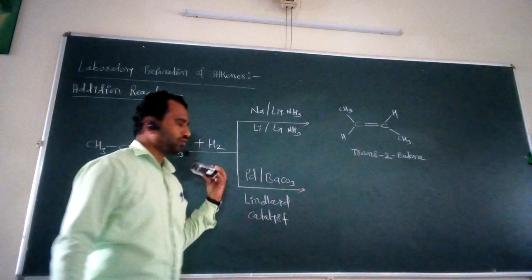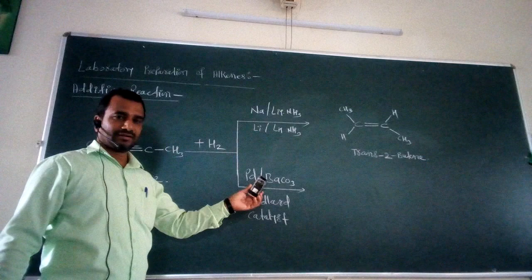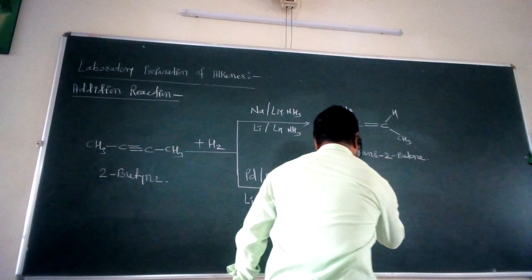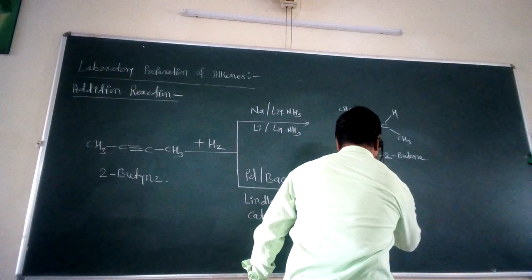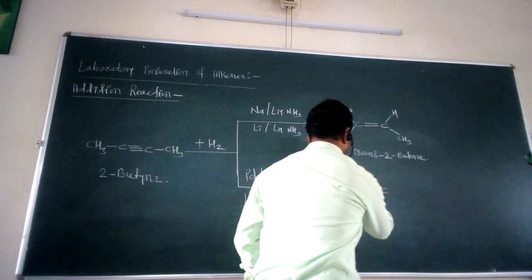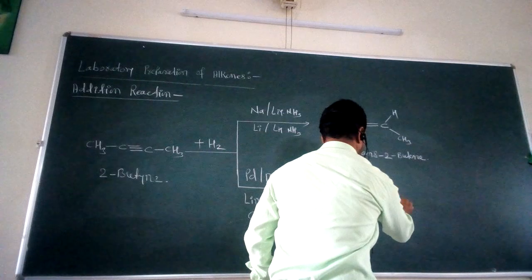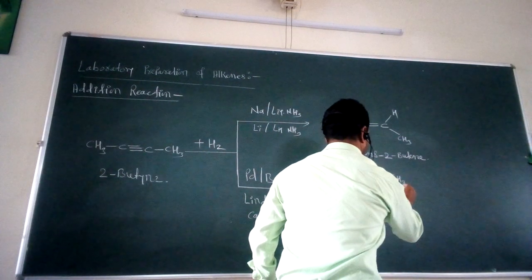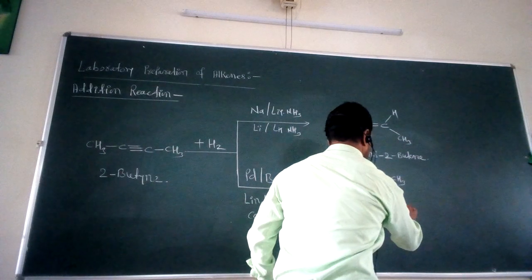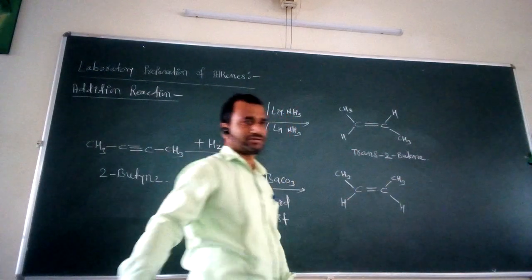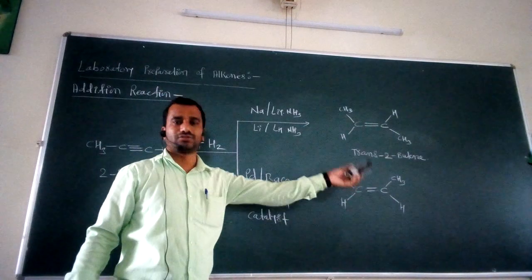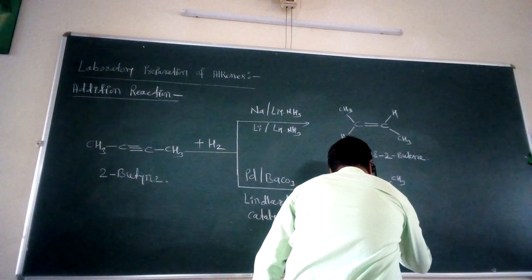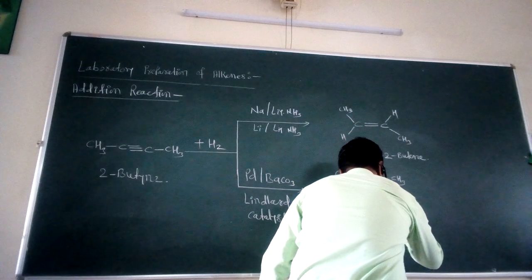While when this 2-butyne reacts with H2 in presence of palladium and barium carbonate, what happens? Again you will get the alkene, but the structure is different. It is C double bond C. This is CH3, this is CH3, H, this is H. So what you will get? You will get here cis-2-butene. This cis-2-butene is there.